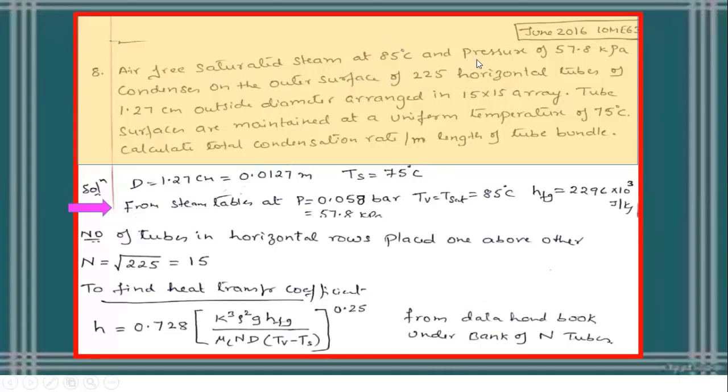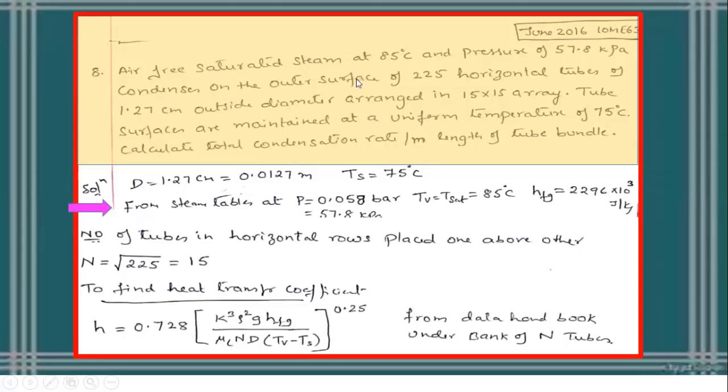Next, we'll go to the last problem, which says the saturated temperature is at 85 degrees centigrade and the pressure is 57.8 kilopascal. So the saturation pressure is 57.8 kilopascal, and I convert it to bar, 0.058 bar. So obtain the saturated vapor temperature and hfg at this temperature, that is the latent heat.